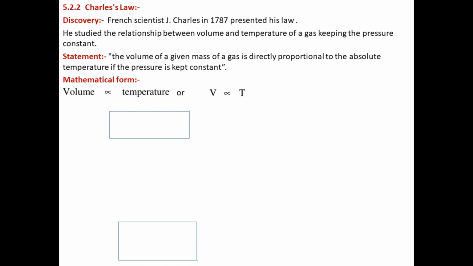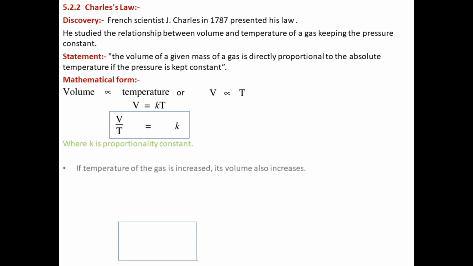Volume is directly proportional to temperature. V represents the volume and T represents the temperature. So V is directly proportional to T. When we replace the proportionality sign with the equal sign, we get V is equal to KT. And in the same way, V over T is equal to K, where K is the proportionality constant.